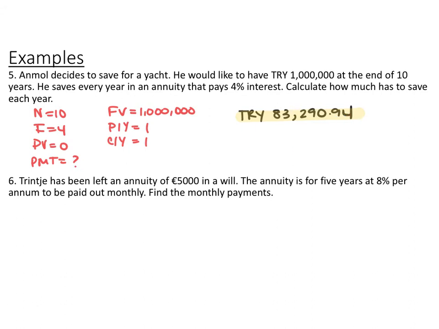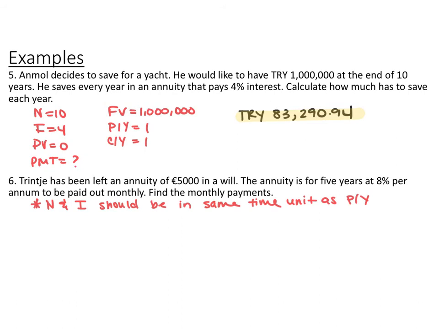So in this next example, it says Trinjay has been left an annuity of 5,000 euro in a will, and the annuity is for 5 years at 8% per annum to be paid out monthly, and we want to find the monthly payments. So basically in the will there's 5,000 euro, and it's going to pay her a certain amount of money every month for 5 years until the money's all gone. And so then we want to figure out how much she's actually going to be getting every single month.